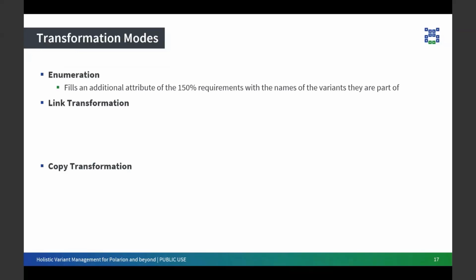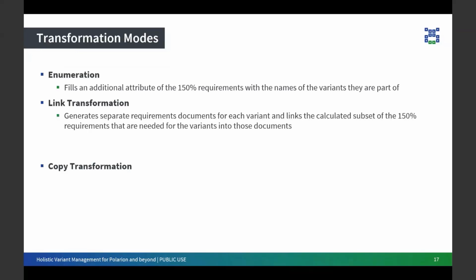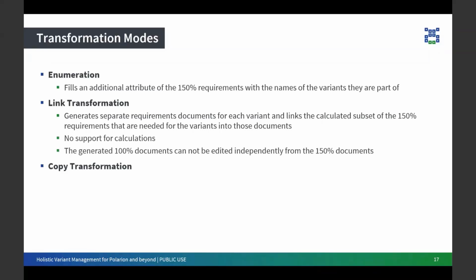transformations. The link transformation, this one generates separate documents for each of your superset documents. You will get a variant-specific one for each variant. And in there, we just refer to the superset requirements, to the subset of superset requirements that is needed for that variant. So meaning, of course, that these requirements, the subset of requirements in that variant-specific document, will always be in sync with your 150%. Or if you define that it shall be based on a specific baseline, then it's pointing to a specific baseline of the superset assets always.